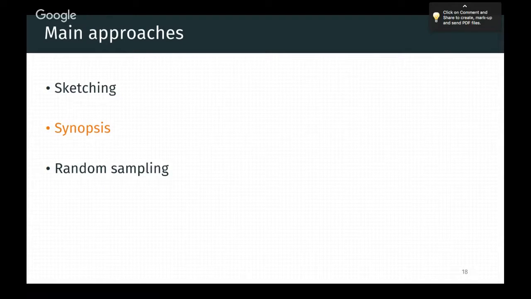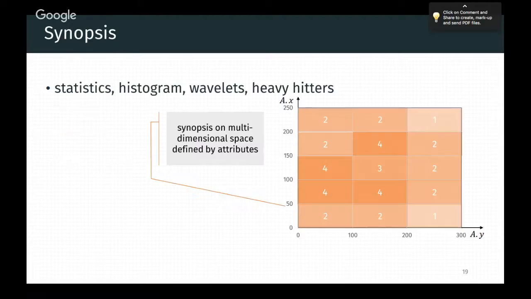For the synopsis-based method, they are using statistics, histograms, wavelets, and heavy hitters. They will build a synopsis on the multi-dimensional space defined by the attributes. So here is an example for table A.